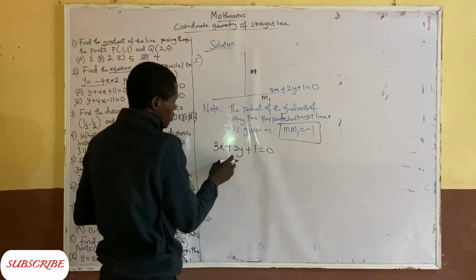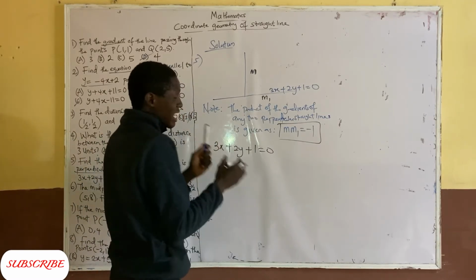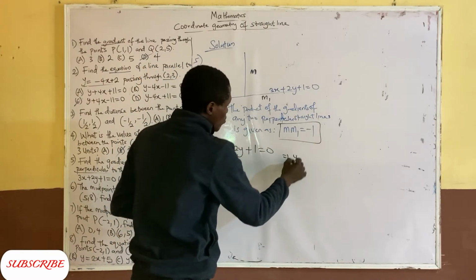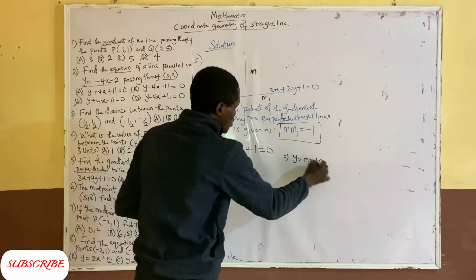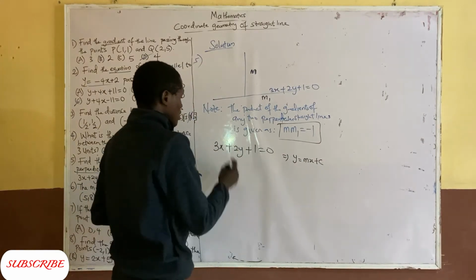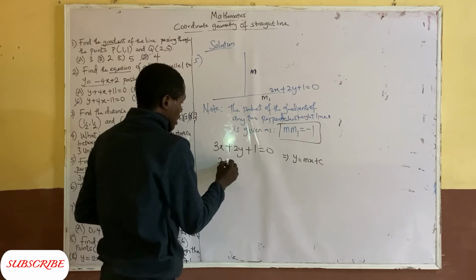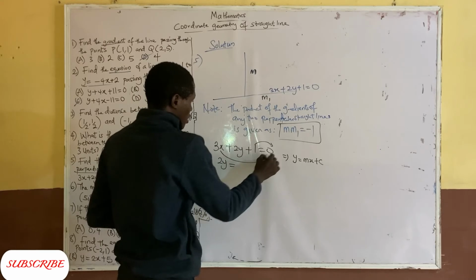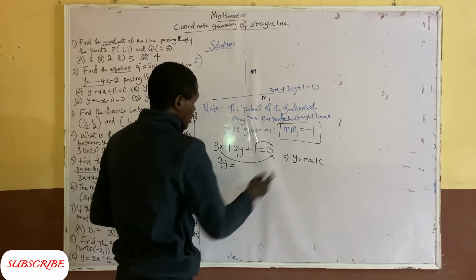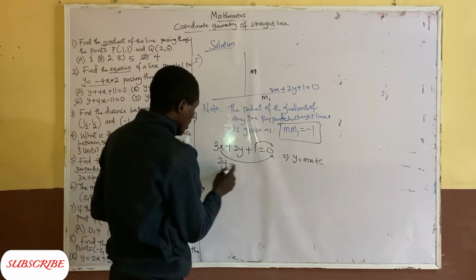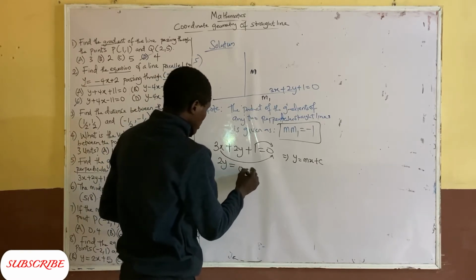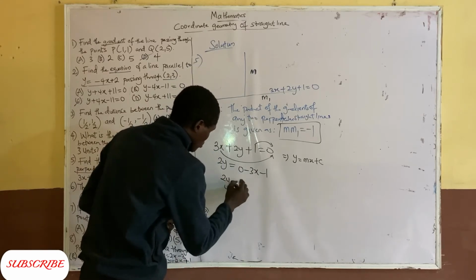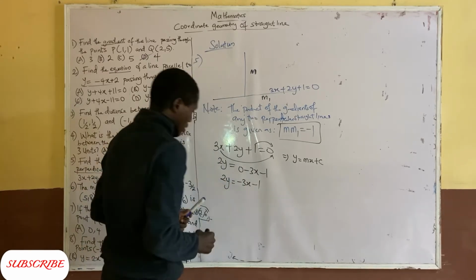you have to rearrange this so that it will look like the equation y equal to mx plus c. We have to rearrange this and relate it to this. Now, this will be 2y equal to, taking the other terms to the other side, 0 minus 3x minus 1. So we have 2y equal to minus 3x minus 1.